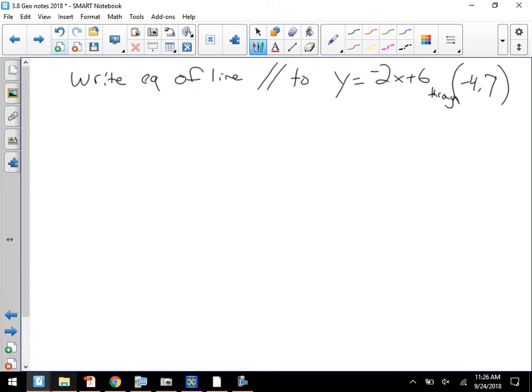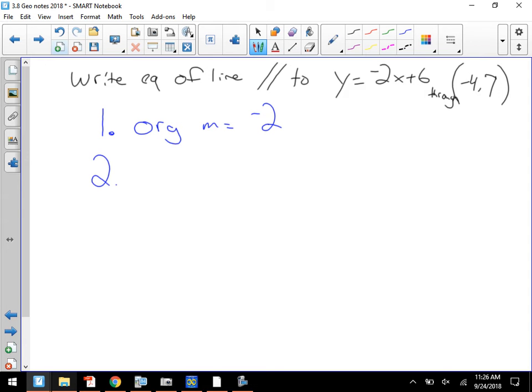So first thing I always do is this. What's the original slope? Good. I always start these questions out the same way, every single time. First step, what's the original slope? And it was -2.